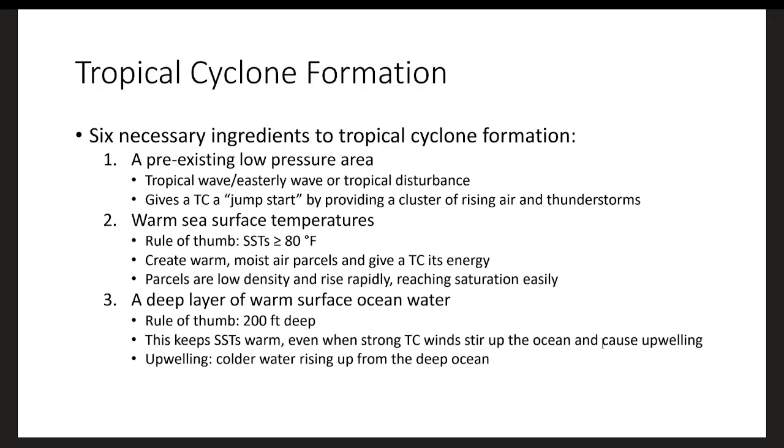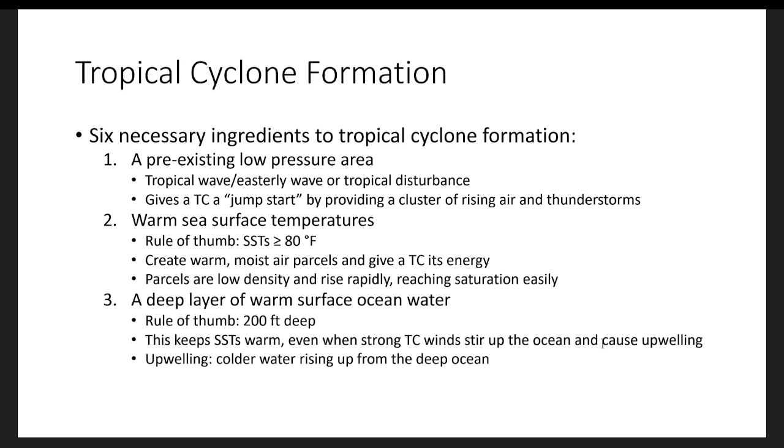The first one is a pre-existing low pressure area. Like we were talking about, off the coast of Africa, you need a tropical wave or an easterly wave or a tropical disturbance. So it provides a cluster of rising air and thunderstorms. TC stands for tropical cyclones.